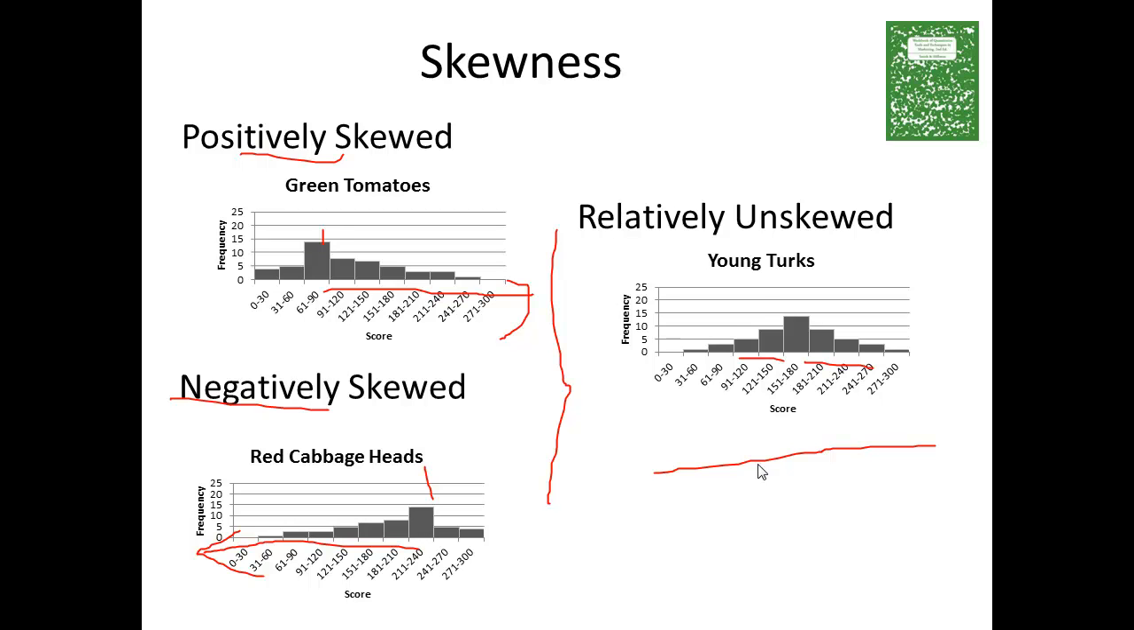And why is that important? With relatively unskewed data, the average does match the central tendency. With positively skewed data, the average will be greater than the central tendency. With negatively skewed data, my average will be less than my true central tendency for the data.